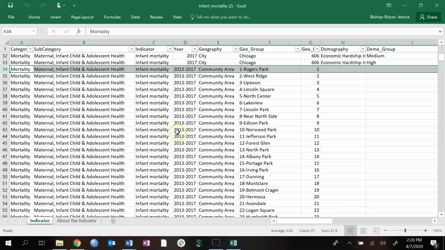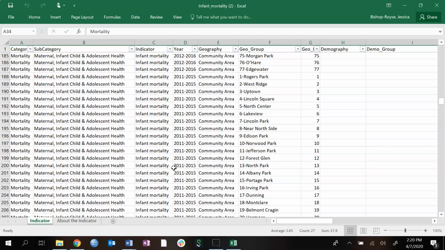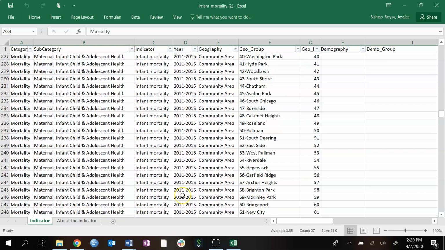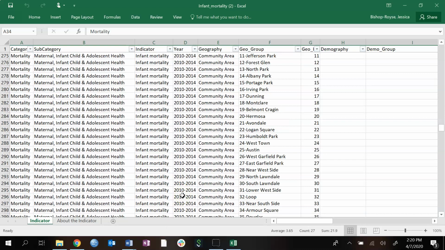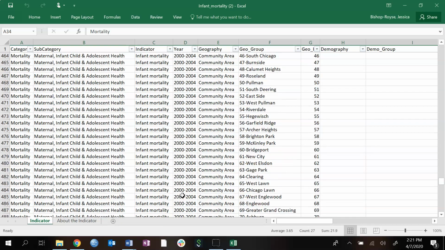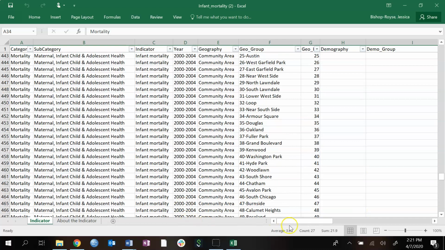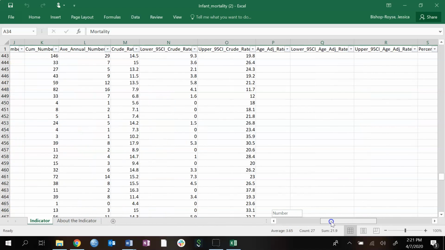Now, we see data for 2013 to 2017. We've got it for 2012 to 2016, 2011 to 2015, and then 2010 to 2014, 2005 to 2009, and 2000 to 2004. So we could get community level data in 5-year increments going back to 2000. Okay, which is a pretty nice thing to be able to do.